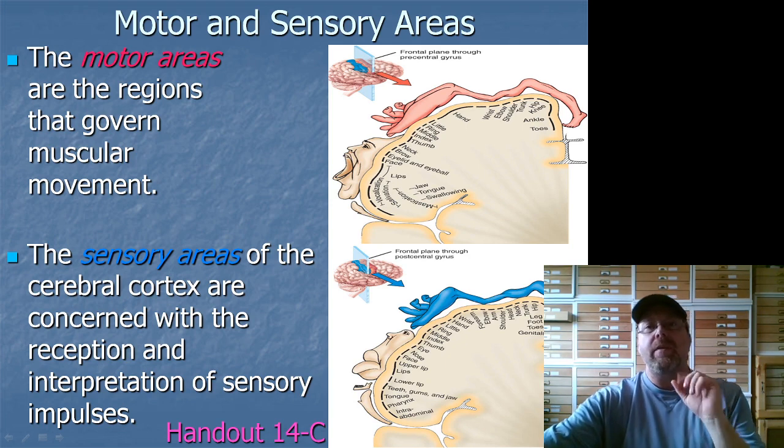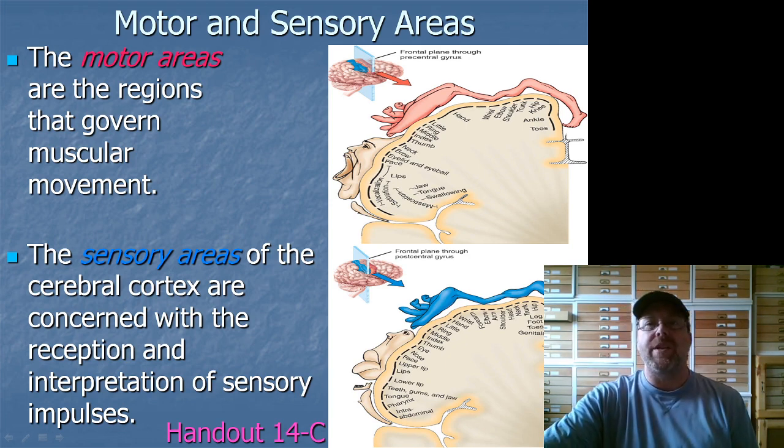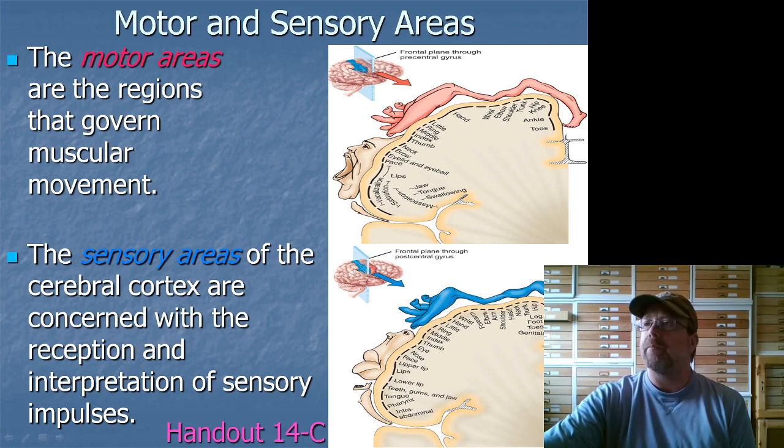All right, so the next video we're going to get into handout 14C, which is really extensive. It's going to take some time to go over these motor and sensory areas of the cerebrum. So that will be next. We'll talk about some specific functions of specific lobes and regions of our brain.